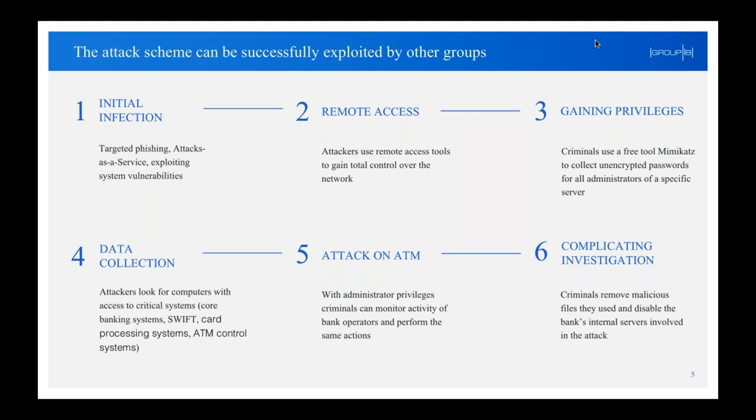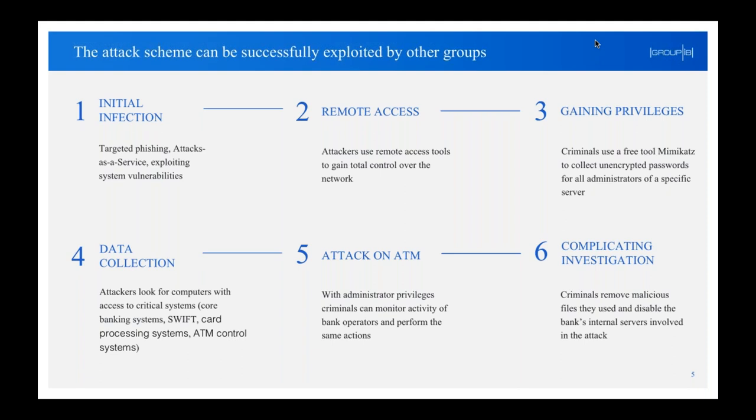And in every case that we saw, a targeted spear phishing email was used with various exploits, a number of different malicious attachments. We're going to show you those in more detail today, but spear phishing emails were always the initial attack vector in every case that we saw. Following the initial infection, their next tactic was to gain remote access, using RAT tools to gain control over the network.